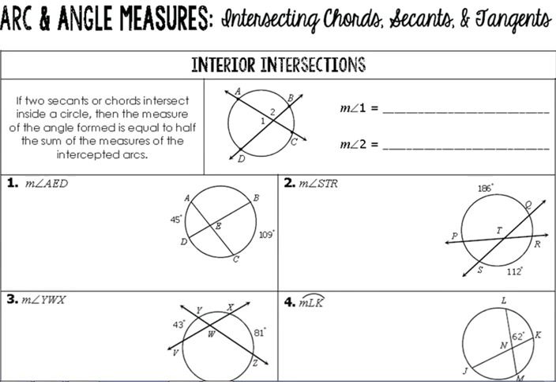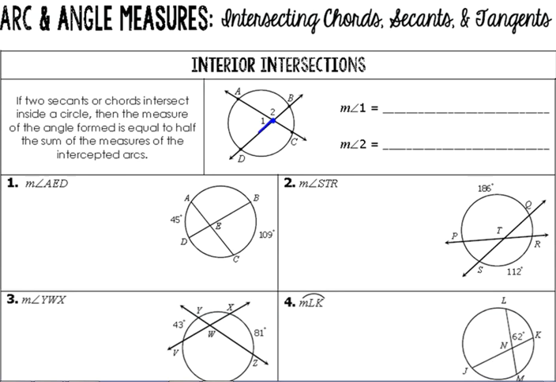Well, let's look at something like this. These angles, the vertex right here is not on the center of the circle, and it is not on the circle. So what's going on with this? It says if two secants or chords intersect inside a circle, then the measure of the angle formed is equal to half the sum of the measures of the intercepted arcs. So that's very wordy. Let's look at what it actually means in the picture.